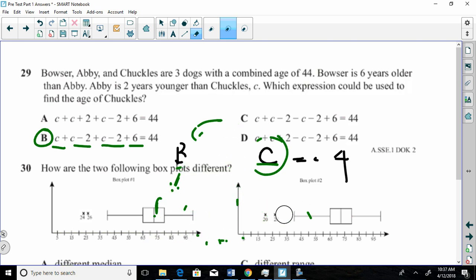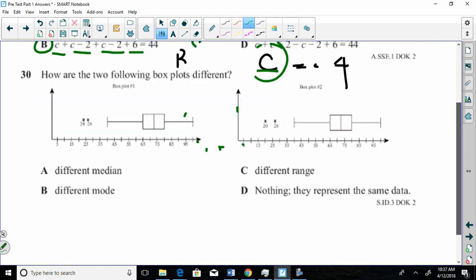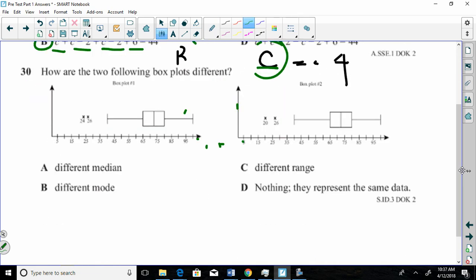Okay. Next one is box plots. Can I tell how many data points I have in a box plot? No. All it tells me is each interval is 25%. So what does mode mean? Yeah, the reoccurring number, the number that's in there the most. Could I even tell from just looking at a box plot? No, so that can't be it. Median. That's this middle one. Do they have the same median? Yes. So it can't be that.